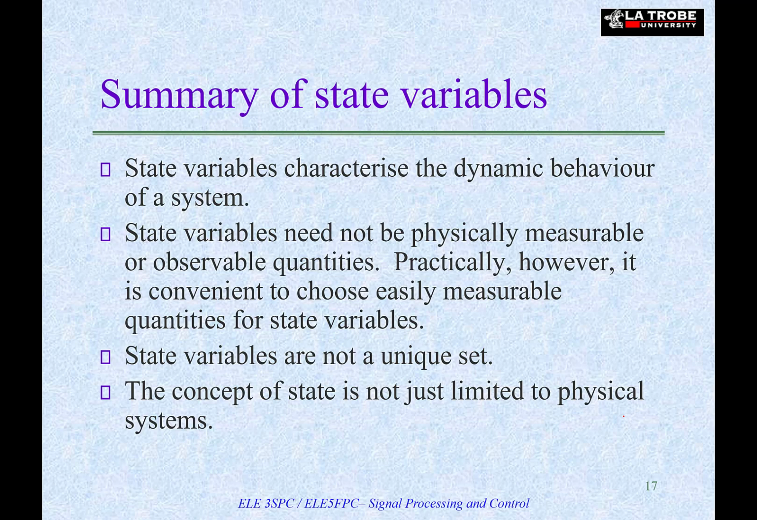Now we summarize what we have learned so far. We know that state variables of a physical control system represent the characteristics of the system. State variables don't have to be physically measurable or observable quantities. However, it is convenient to choose readily measurable quantities to be the state variables. We have seen from the example that state variables are not a unique set. We can choose different variables to be state variables as long as they characterize the behavior of a system.